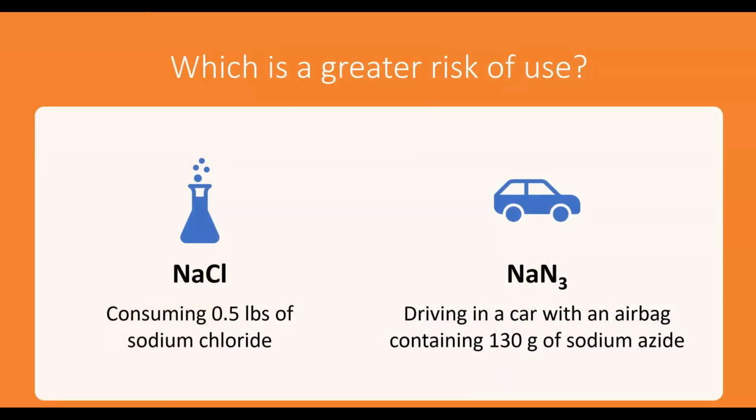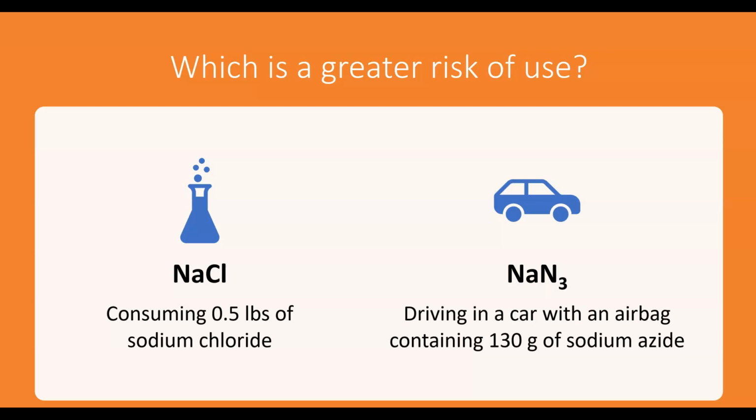Let's look at a simple case scenario. Which has the greater risk of use? If you consume half a pound of sodium chloride, or if you're driving in a car with an airbag containing 130 grams of sodium azide. Well, we drive in a car most every day, and the mechanism for the airbag is that there's a platinum catalyst, unless they've changed it in the last 10 years, that upon impact reacts with the sodium azide, and you generate nitrogen gas extremely quickly.